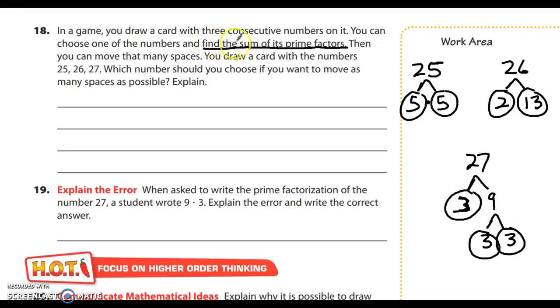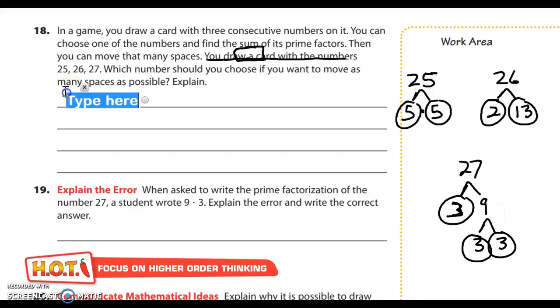What does this mean right here? Find the sum. That means add. So once I find all the prime factors, now I add. Sum means add. So the prime factors of 25 are 5 and 5. If I add those up, I get 10. If I add these up, I get 15. And if I add these up, I get 9. Which one should I choose? You should choose 26.